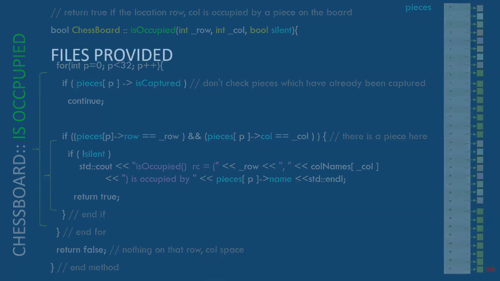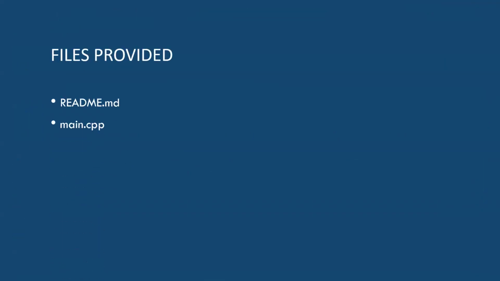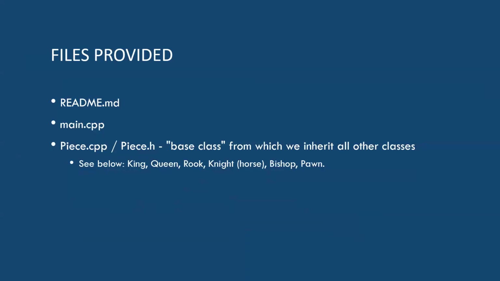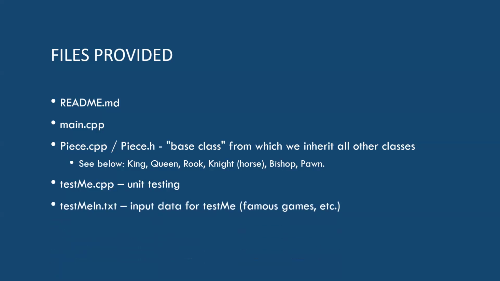So that's what we're doing every time, right? You're going to be given a README, and the main, the piece.cpp, and the piece.h are fully written. These are the base class that allow you to build your pieces with this feature already built in. There's a very large test harness that's quite sophisticated. We'll all get better and better at how to use it. And then there's input data for famous games, Bobby Fischer games, etc.